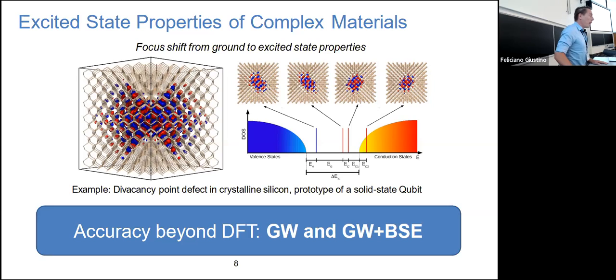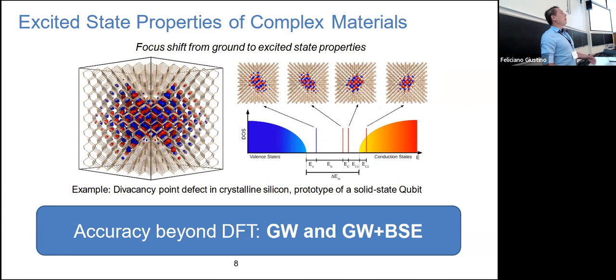And this is an example, a divacancy defect in silicon. These kinds of systems are now interesting because they serve as a proxy or prototype for solid state qubits. And as you can see, density functional theory provides you here with a decent description of the ground state, but often fails in the description of the excited states, so this empty part of the spectrum, which is actually the part that you are interested in once you try to design this kind of technology for future applications.